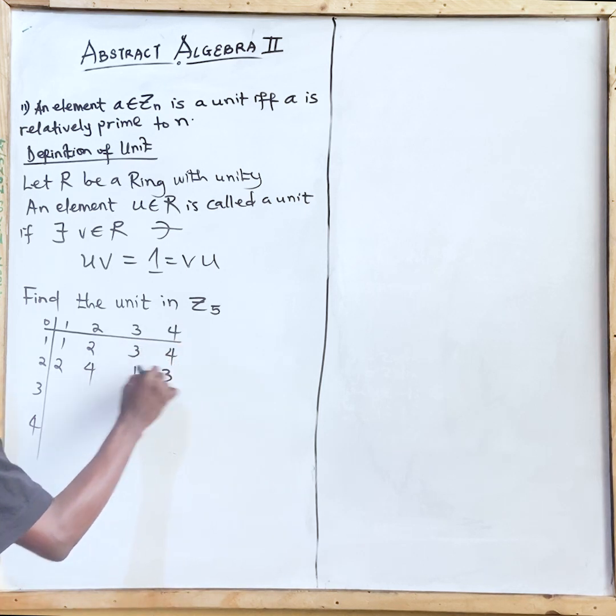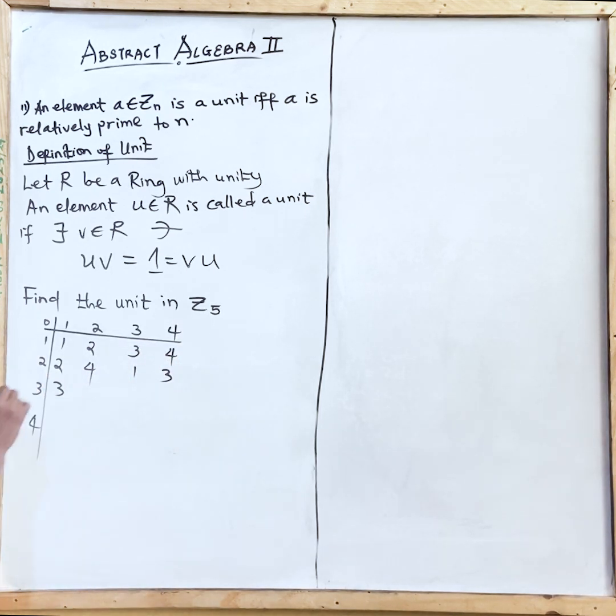2 times 4, 8, that's 3. This will give me 3. This will give me 1. 3 times 3, 9, that's 4. 3 times 4, that's 2. This will be 4, this will be 3, this will be 2, and this will be 1.